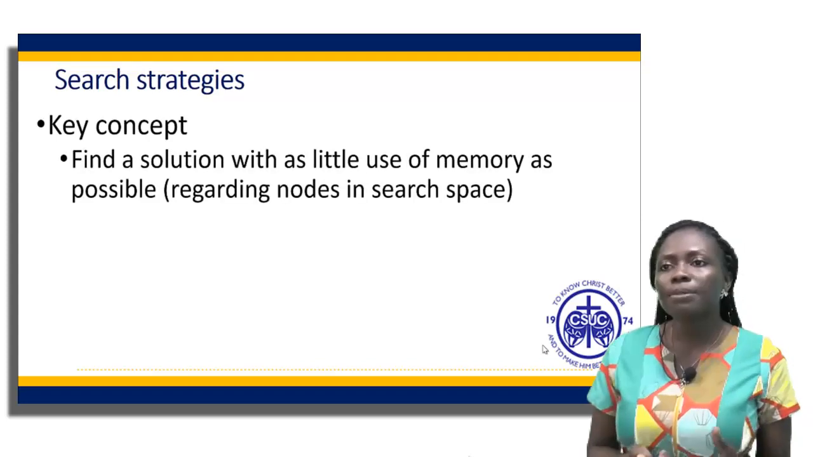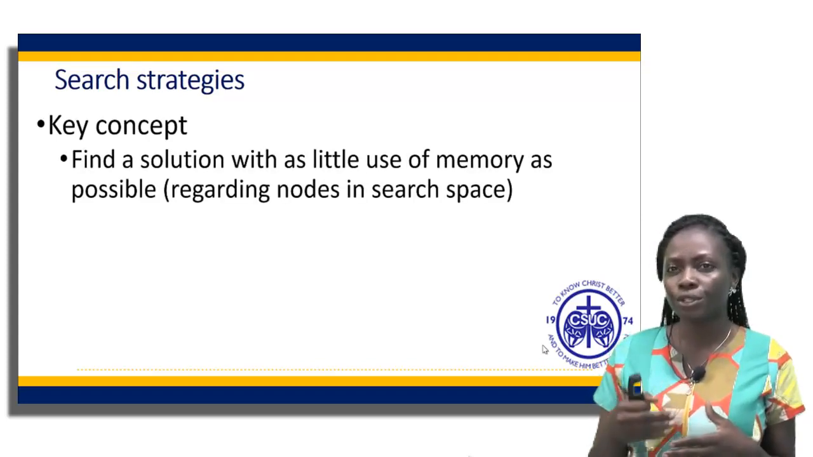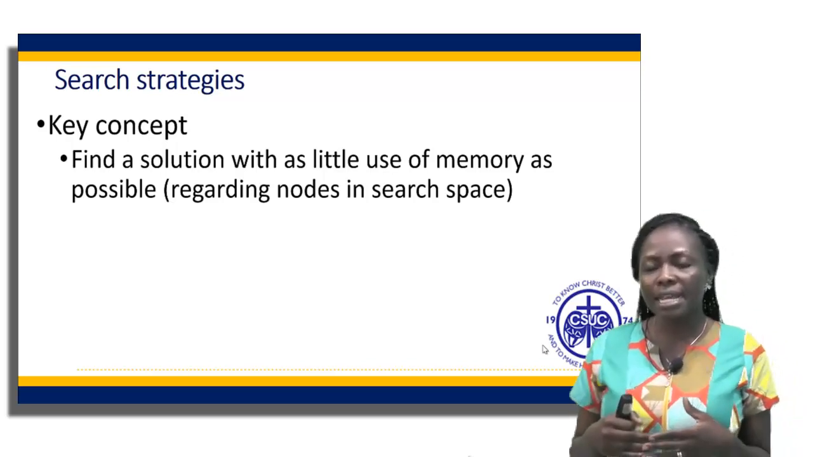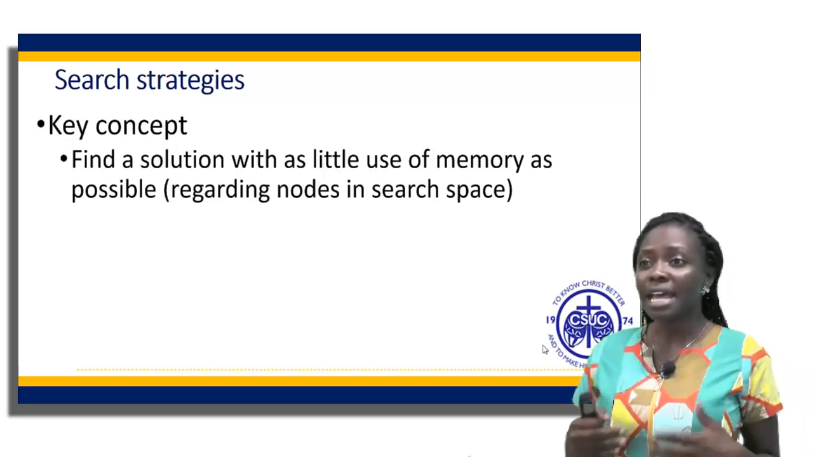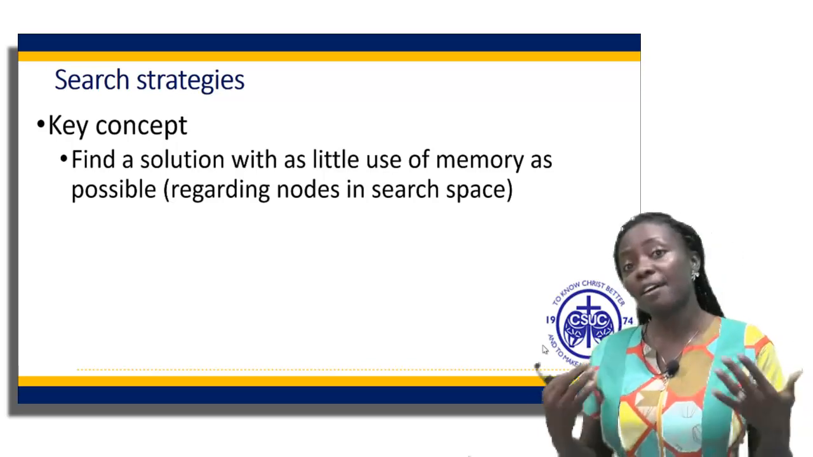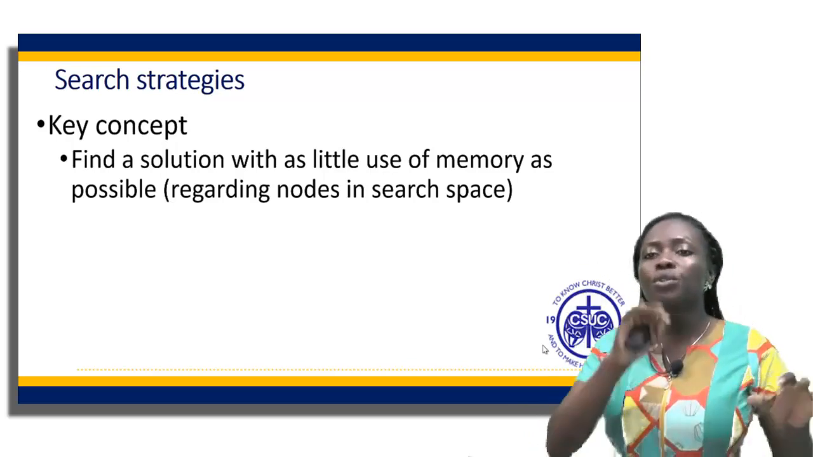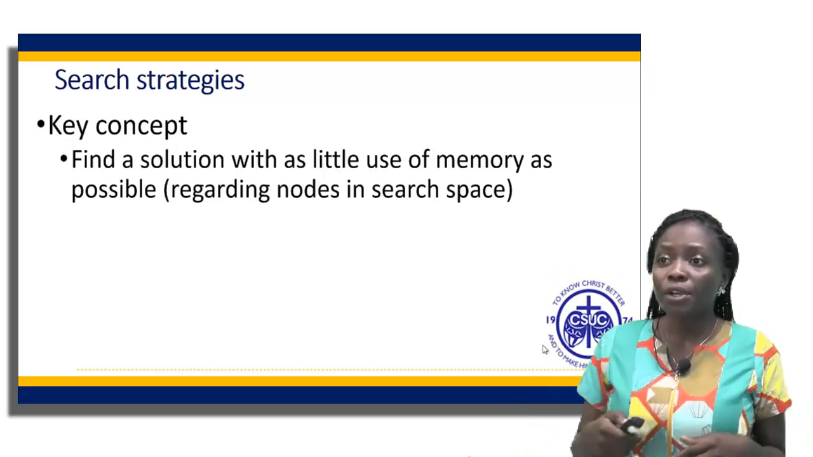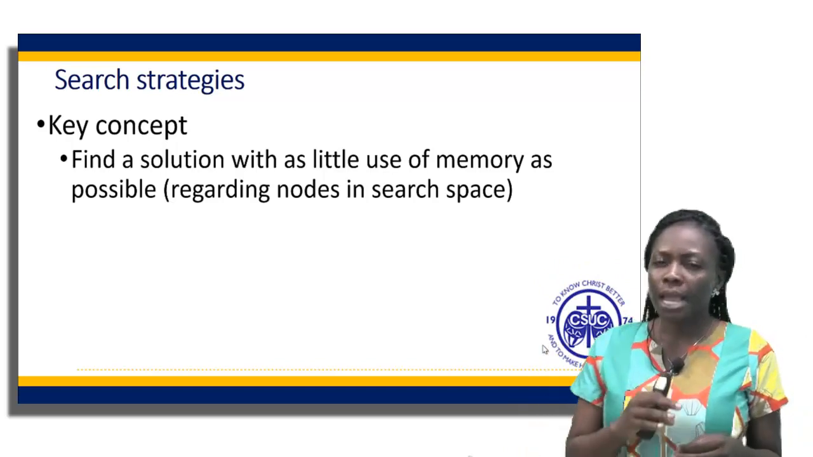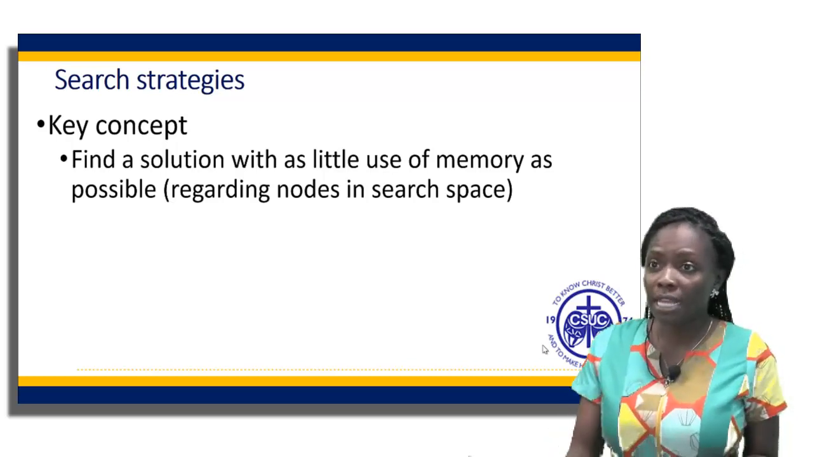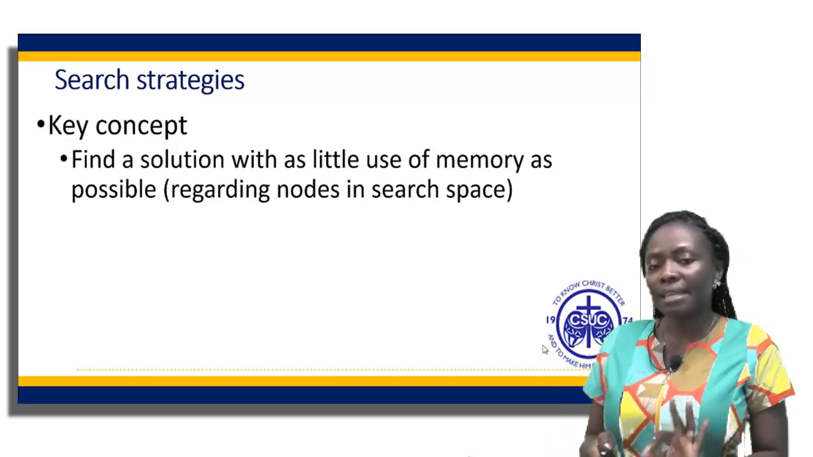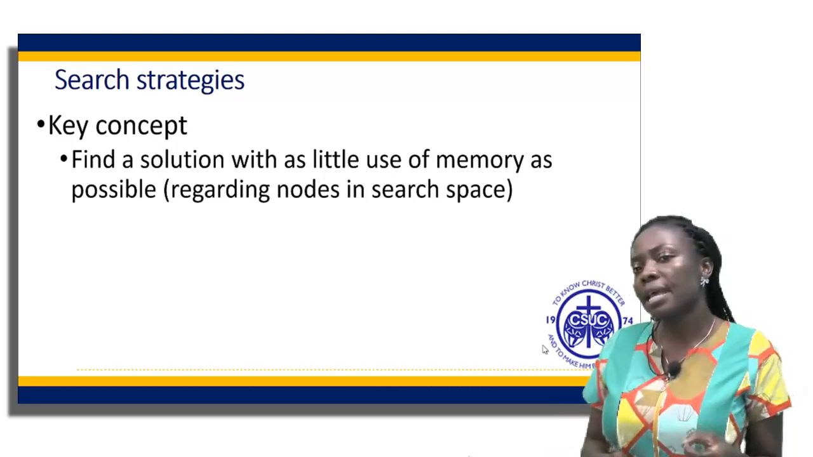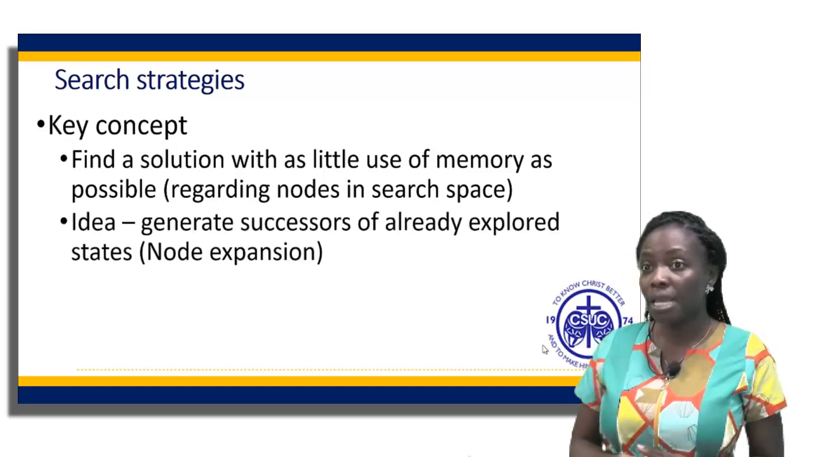The key concept of search strategies is to find a solution with as little cost as possible. Remember, we said in our class last week that we are going to have a tree. If we have a tree as a solution, it means we have nodes that we are going to expand. So that is the background that we are working on. If we are going to be expanding nodes, we are going to make use of memory, which is going to cost us. So the key aim here is to find a solution with as little cost as possible, and cost in terms of memory usage and in terms of time used.